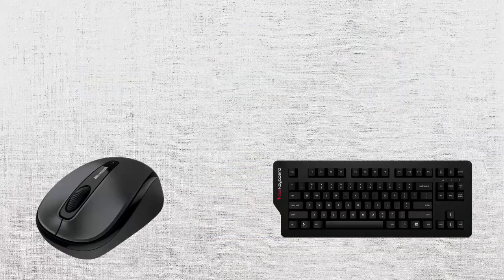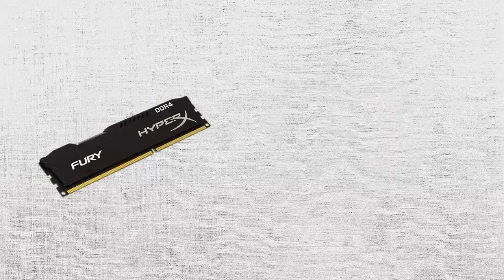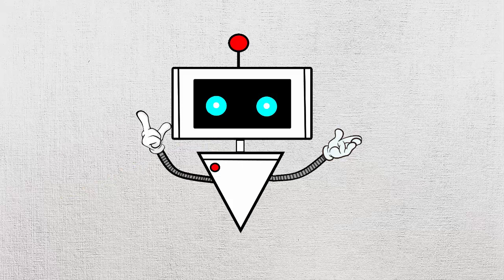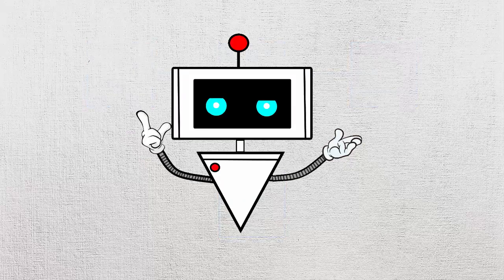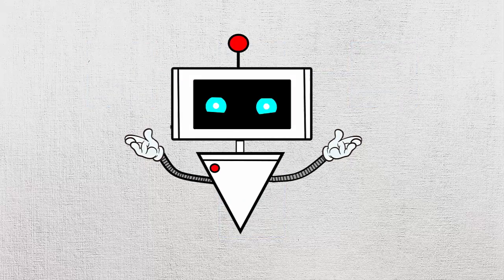An example of an input device could be a mouse, keyboard, or microphone. An example of an output device could be a monitor or a speaker. And finally, an example of storage could be RAM or a hard drive. Despite computers being highly complicated, in the end, it follows a simple diagram like this. Now, how is this process able to be done in computers?